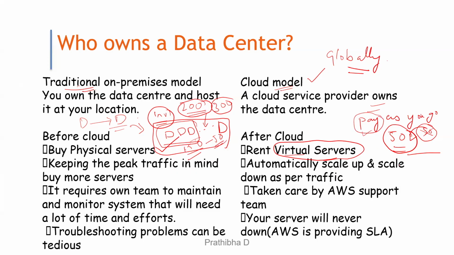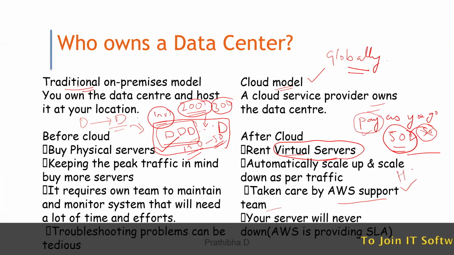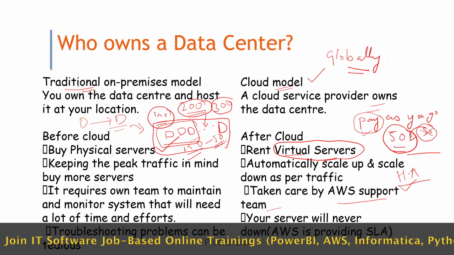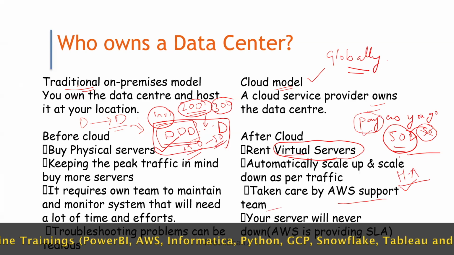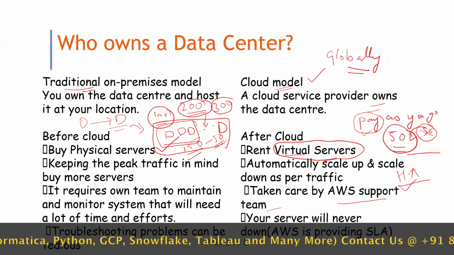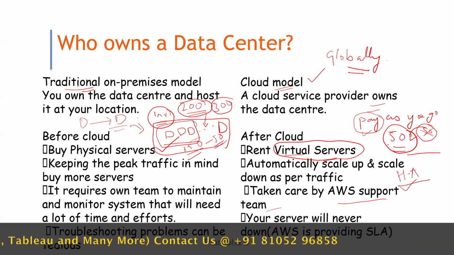Okay, and not only that, it is highly available, and you also have a support team that will be taking care of all these servers, managing the data center, infrastructure, everything will be taken care of by AWS. And not only that, it is highly available. So if one of my servers fails, immediately it will be backed up. Okay. So the downtime is very, very less in case of your cloud service provider. So this is the major difference between your traditional on-premise model and your cloud model.